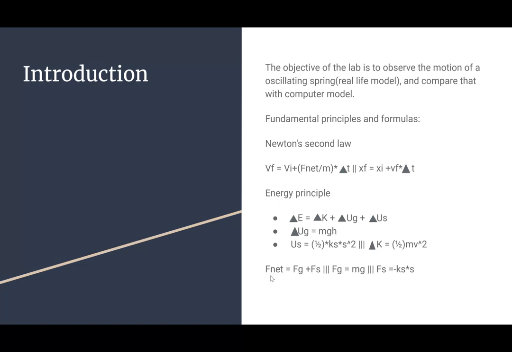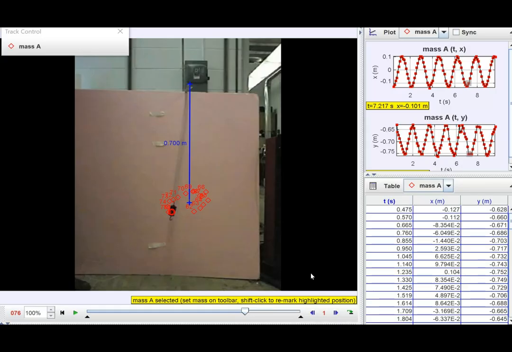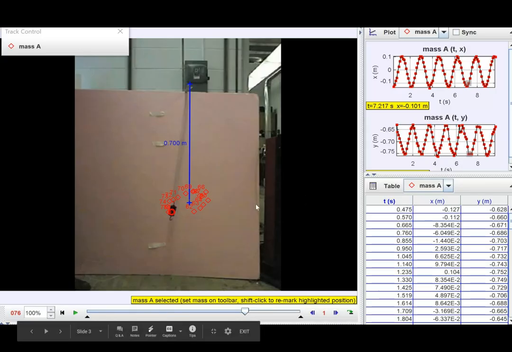The last three formulas are for the net force, which equals F gravity plus Fs. There are only two forces. This is a screenshot from the tracker app where I got all my data.